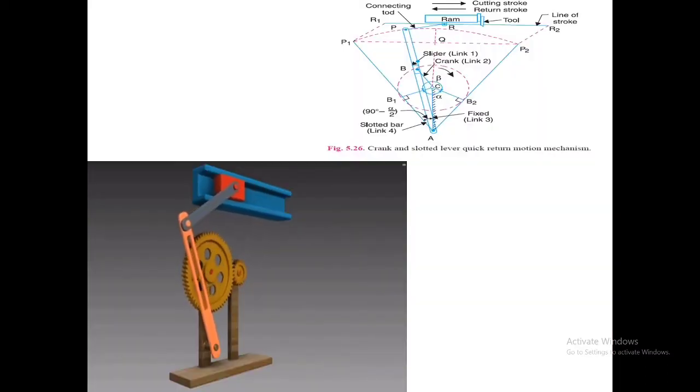The figure is as shown here. This is the animation of the crank and slotted lever quick return motion mechanism. Why is it called a quick return motion mechanism? Here the time taken for the cutting stroke is more than the time taken by the return stroke. That's why it is known as a quick return motion mechanism.